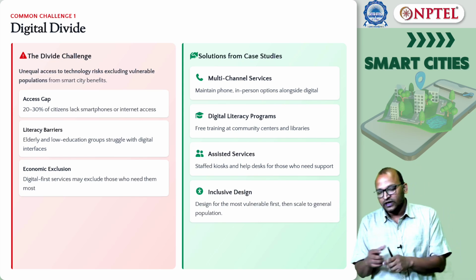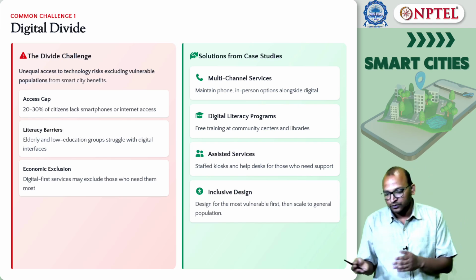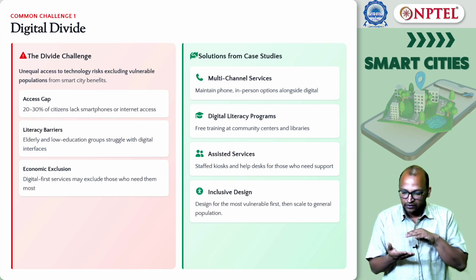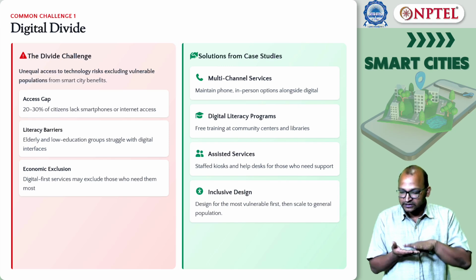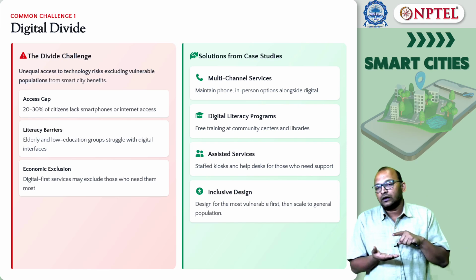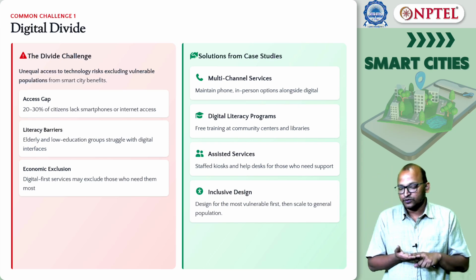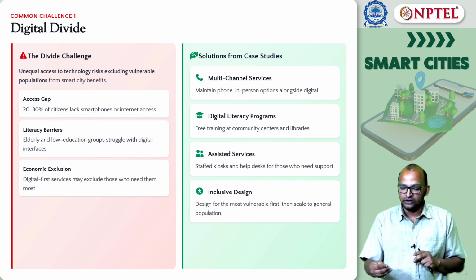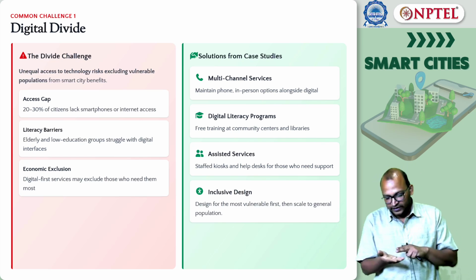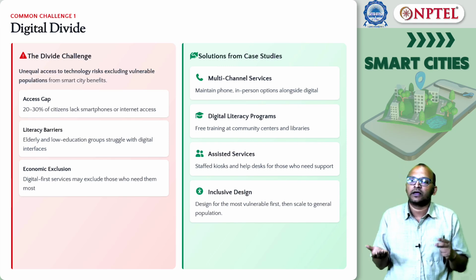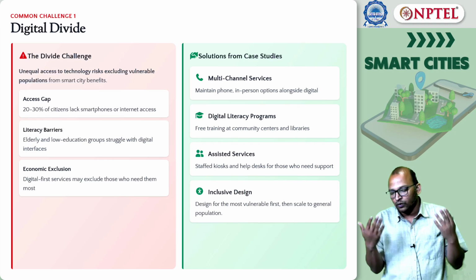In order to solve this, we can adopt different approaches. Like we can use multi-channel services, which can be maintained on phone, in person, along with digital. We can run certain digital literacy programs where we give free training to the community to use these apps and platforms. Also, we can have some assisted service options, maybe a kiosk, or a help desk where people can go and have their work done.